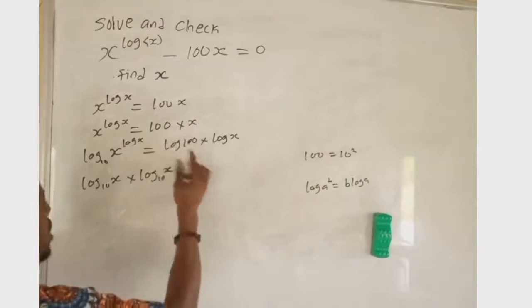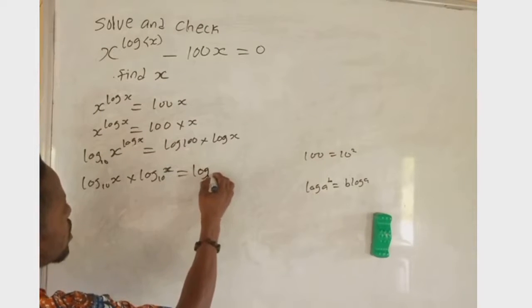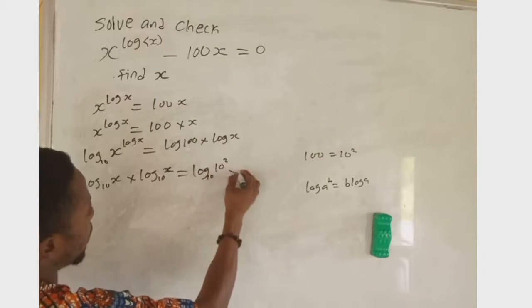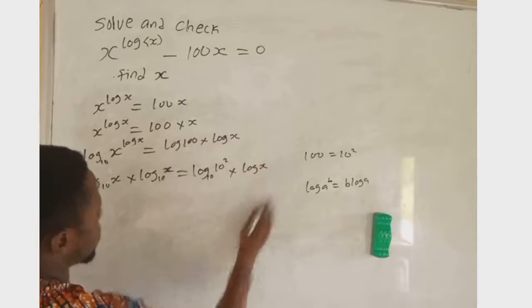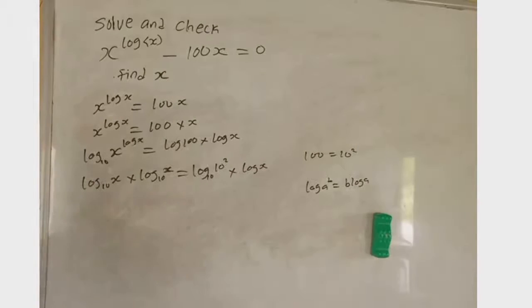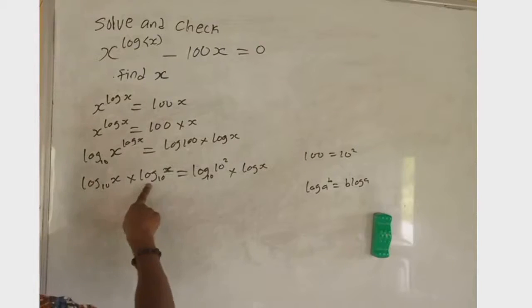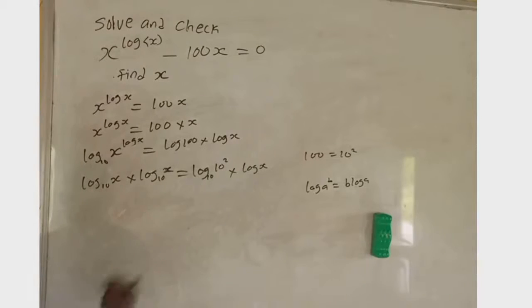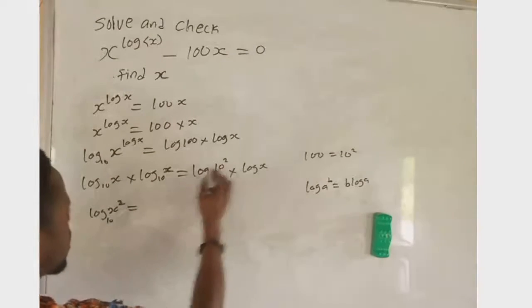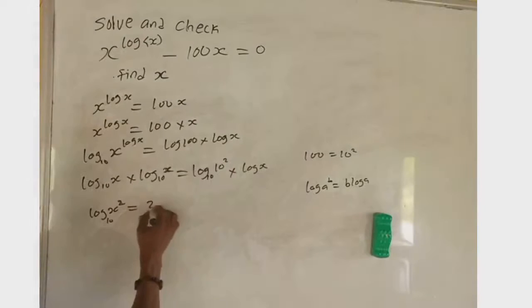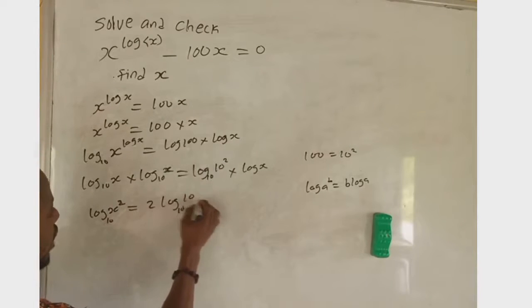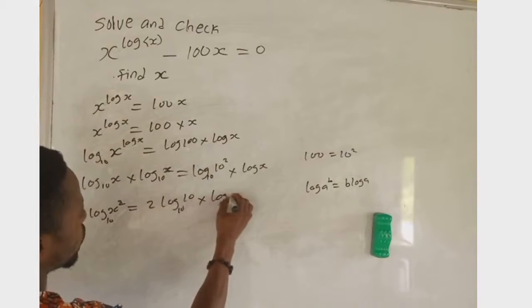When you put it here, we have log base 10 of 10 raised to power 2 multiplied by log of s. Since this one and this one are the same, they can multiply together, which gives us log of s squared, base 10, is equal to this. You can interpret this as log base 10 of 10 multiplied by log of s.